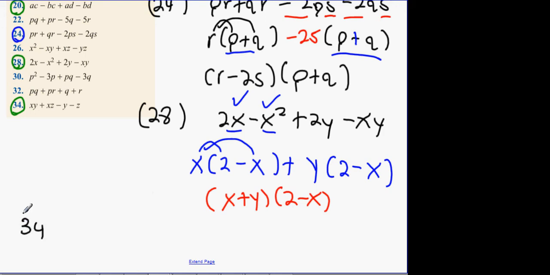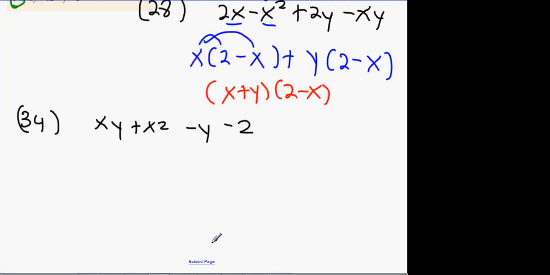Now, 34. Joey, the hardest one, Joey. xy plus xz minus y minus z. Good luck. Alright, let's try it out. Okay, so x in common, so x bracket y plus z. Now check it out, Joey. X multiplied by y, xy. X multiplied by z, xz. So you know you're correct. Moving on.